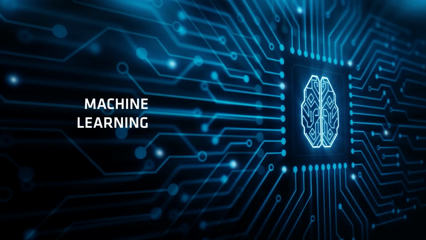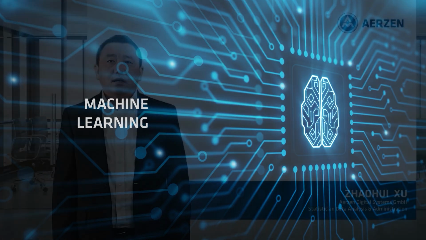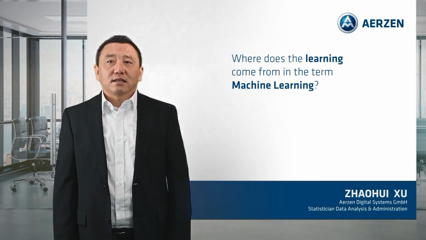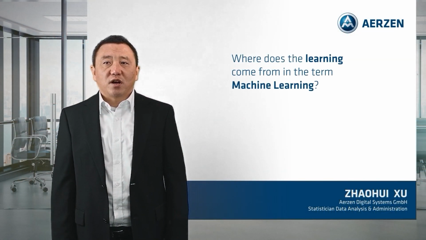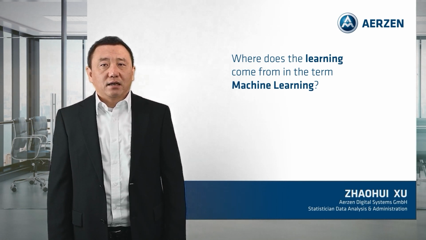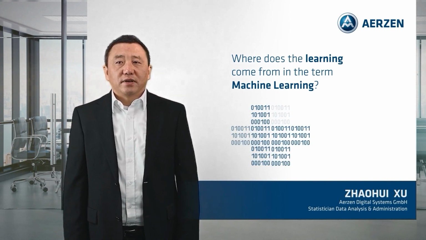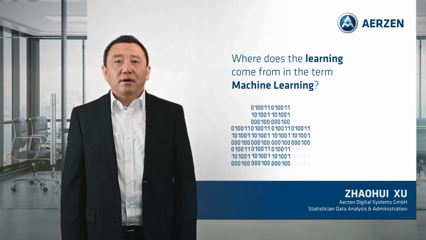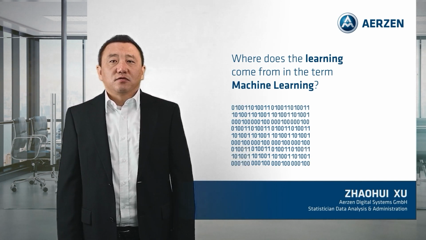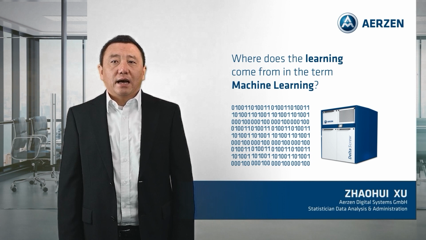Now we come to the subject of machine learning. Where does the learning come from in the term machine learning? The answer is from data. In today's world, we create huge volumes of data as we go about our everyday lives. The same applies for machines, and in this case, Ärzten machines.